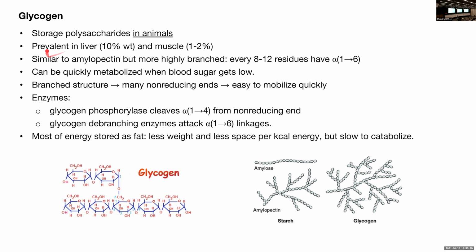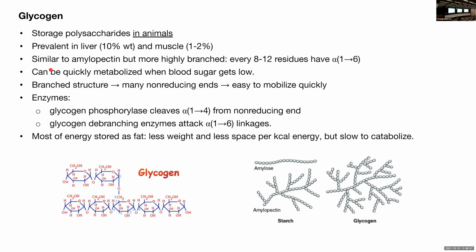It's prevalent by weight: about 10% of the liver basically consists of glycogen, and in your muscle too, you can find 1 to 2% of total weight is just glycogen there. And you can imagine that, right? Because the liver requires a lot of energy, or you also convert it into the storage form. So that's where you can see glycogen a lot.